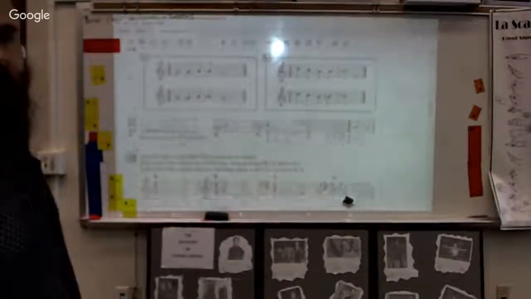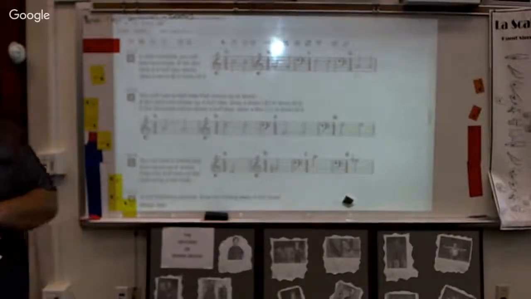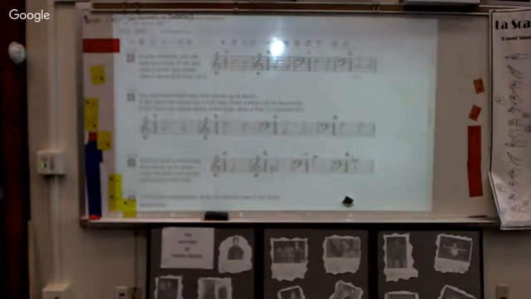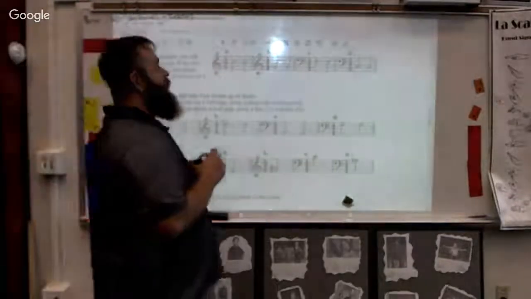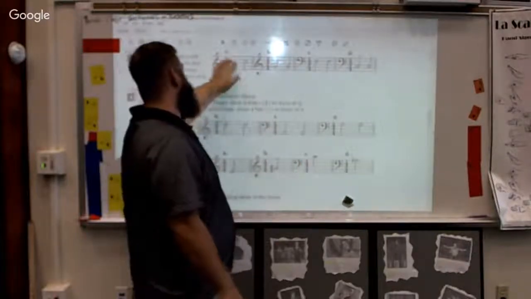Try 3. In each example, you will hear 2 notes. If the second note is a half step above, draw a sharp in front of it. So a sharp symbol does what? It raises the sound.